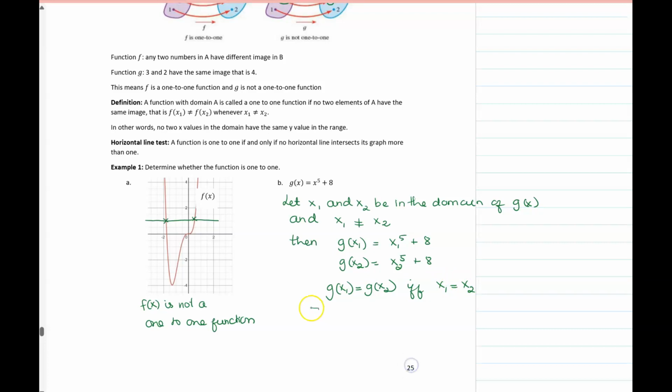This means g of x1 is not the same as g of x2. So therefore, g of x is a one-to-one function.